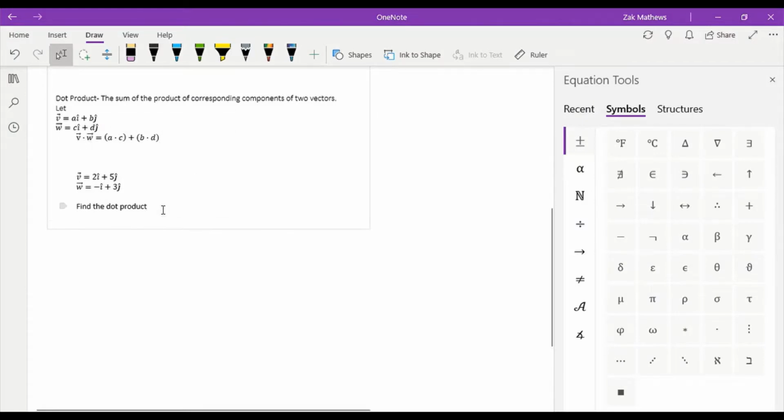So what that means I need to be doing, I need to look at the horizontal components. My horizontal components, I have the 2 and the -1, so I'm going to multiply 2 times -1. And I'm going to add that to, I need to multiply the two vertical components. That would be my 5 and my 3, so 5 times 3.